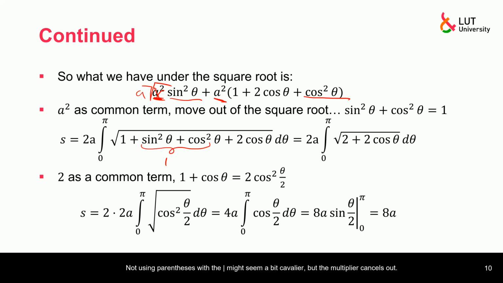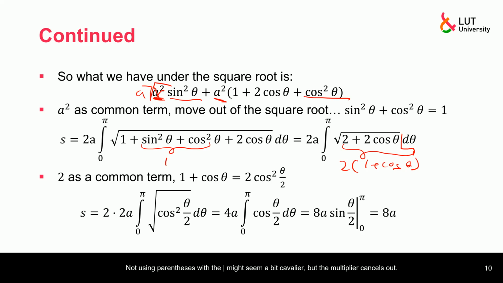We can take it in front of the integral sign as well, it's just a constant. And what we'll have left is 2 times the integral from 0 to pi of 2 plus 2 cosine theta. So this is the same as 2 times 1 plus cosine theta, and of course at that point there's a formula which tells us that 1 plus cosine theta is 2 cosine squared of theta over 2. So we can put that there.